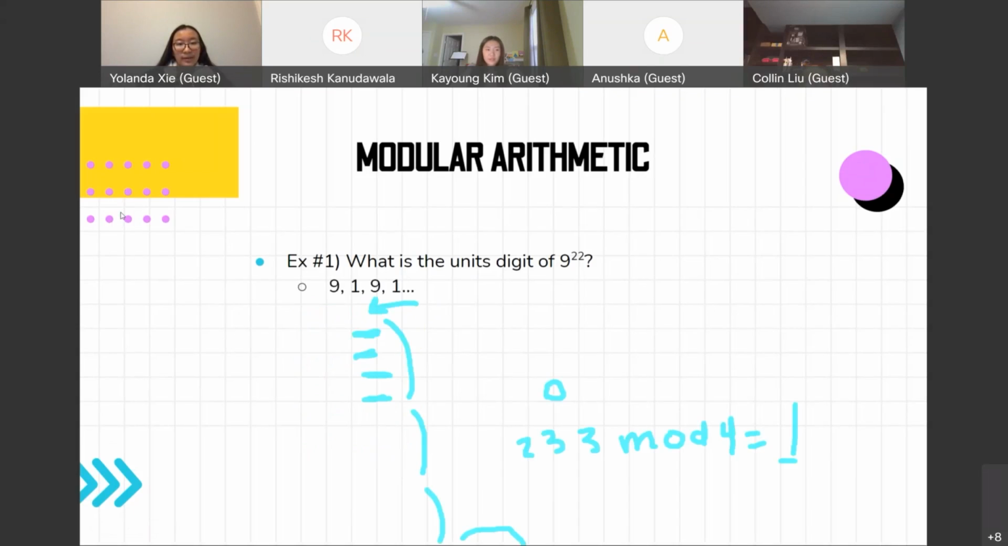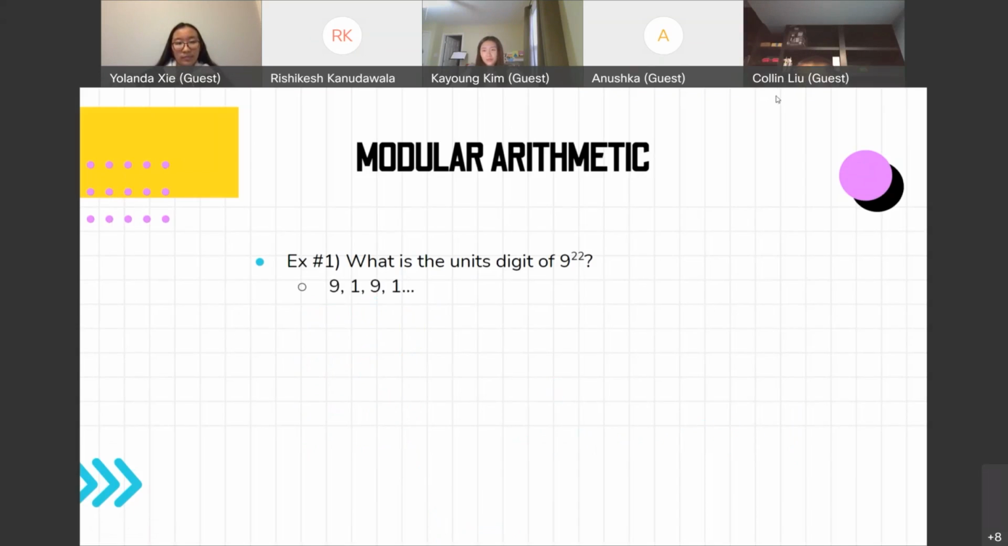I do have a question. For these questions, will we be able to use a calculator to find out the pattern? No, you can't use a calculator on MATHCOUNTS. Oh, yeah, true. You can only use it on the quizzes. These are difficult math equations. Even calculators can't find the answer. You guys know how to multiply, right? If you know how to multiply, you don't need a calculator.